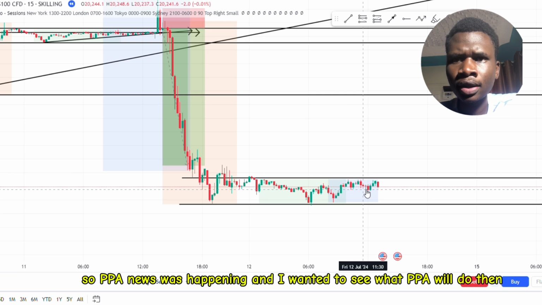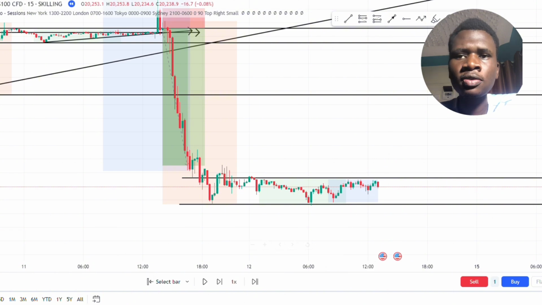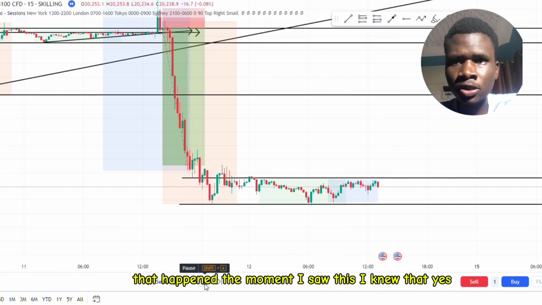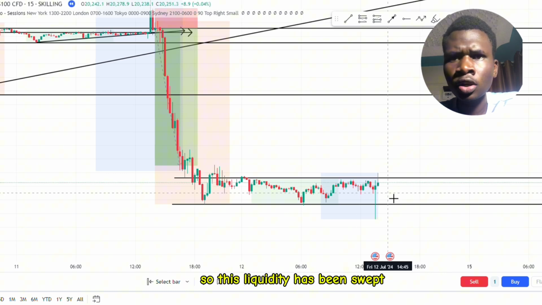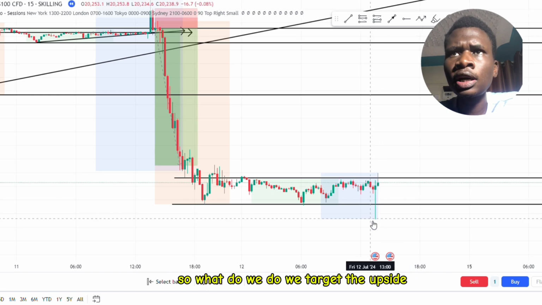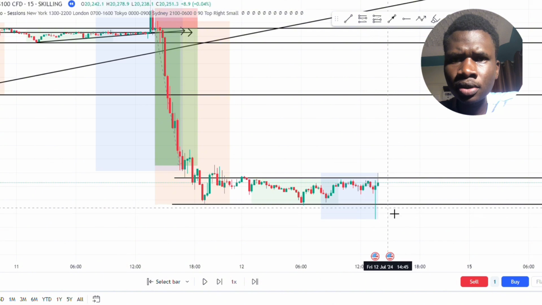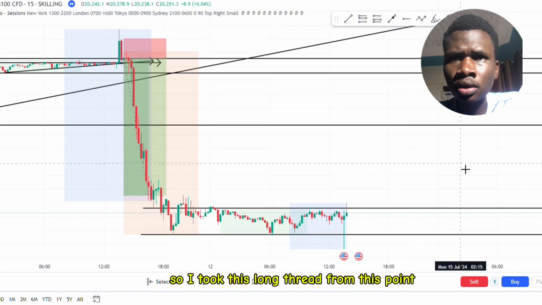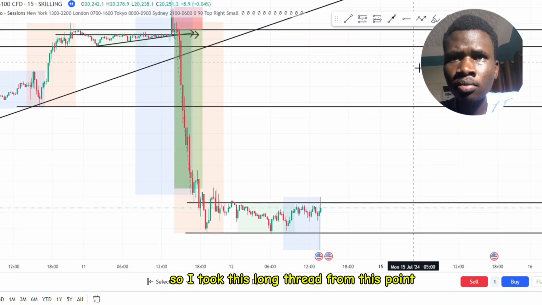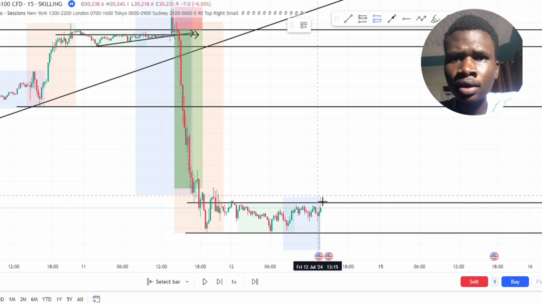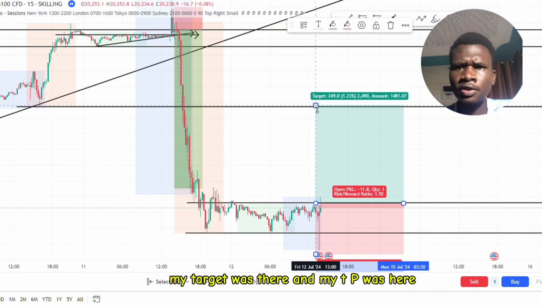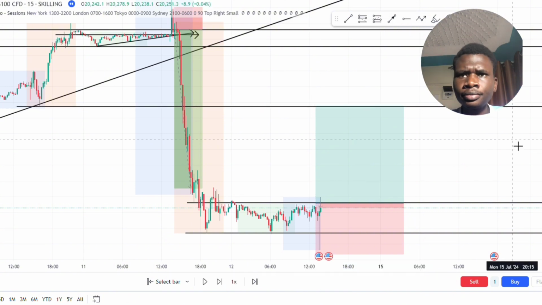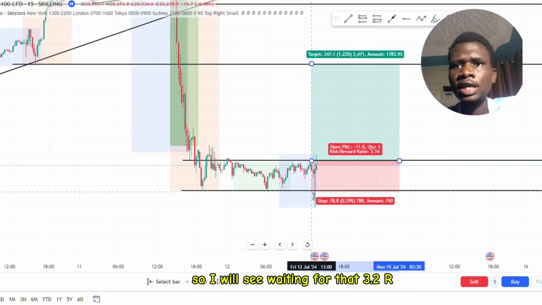Then that happened. The moment I saw this, I knew that this liquidity has been swept. So what do we do? We target the upside. I took this long trade from this point. My target was there and my TP was here. I was waiting for that 3.2R. Let's see how it went down.